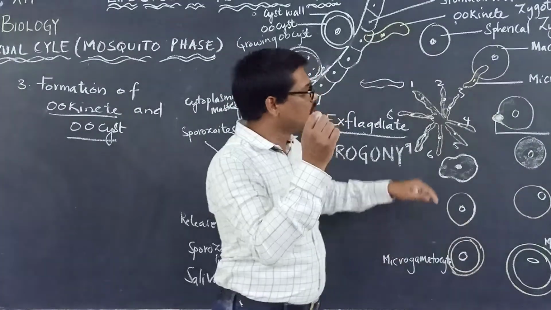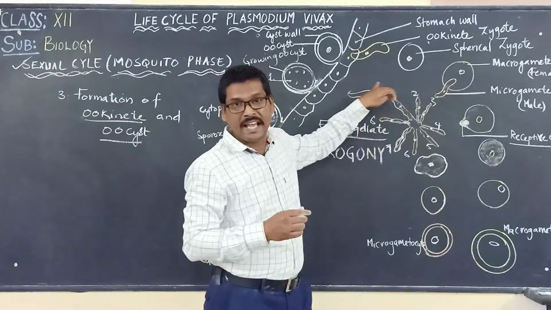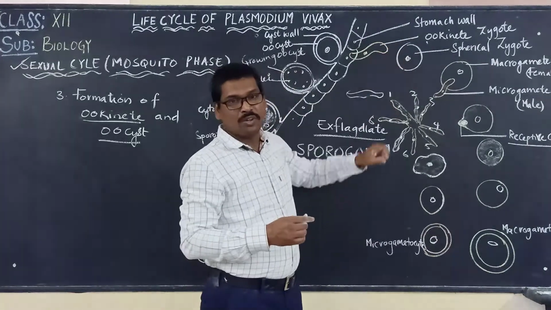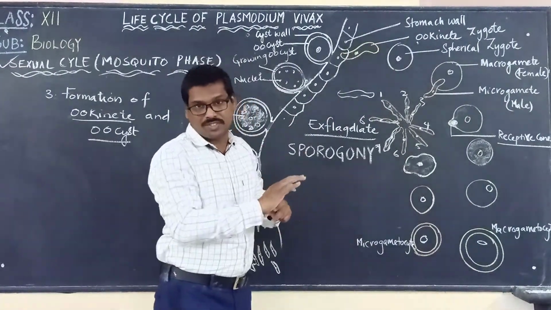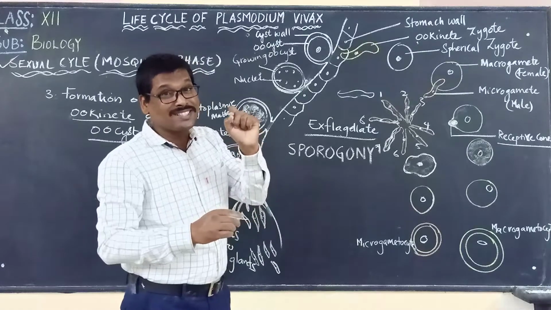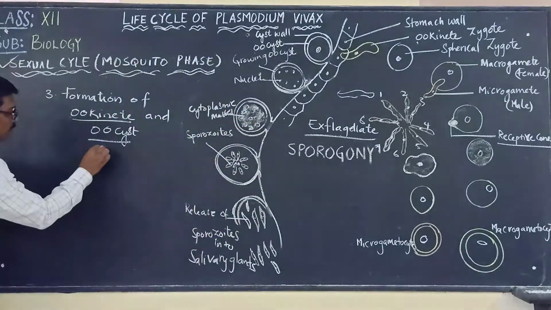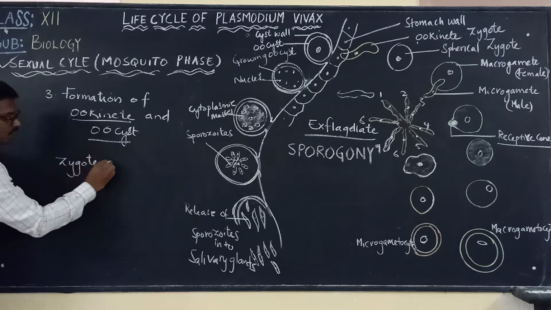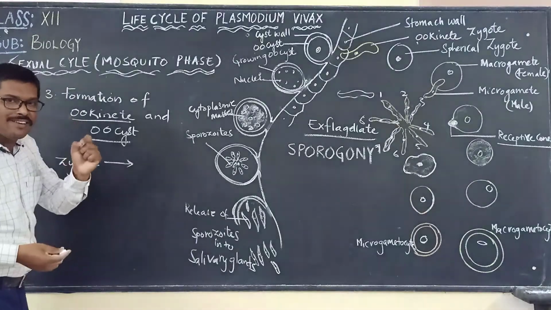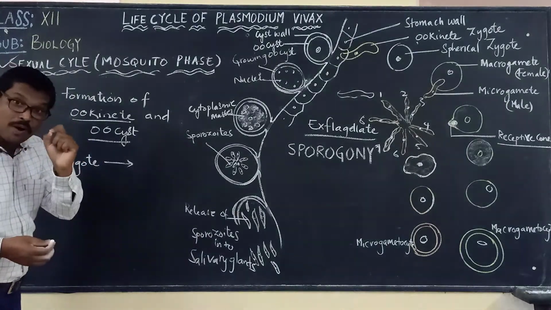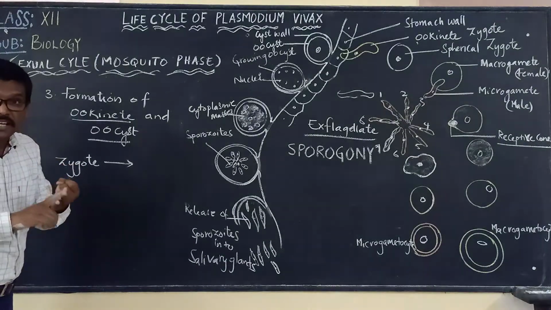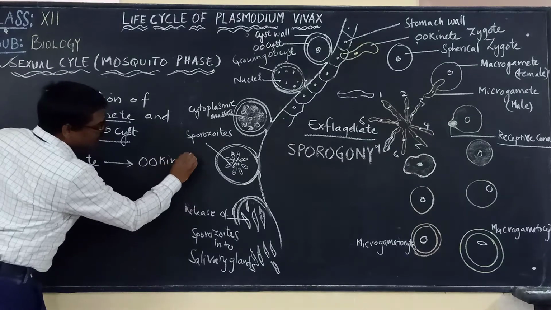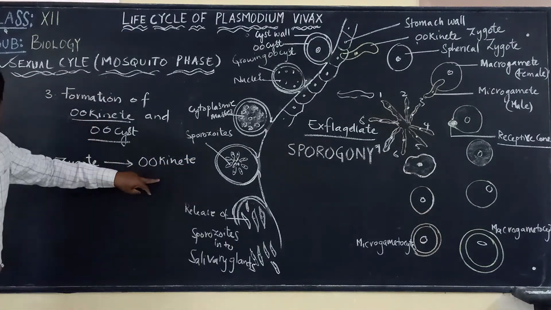The zygote is round in shape, formed by the fusion of the male gamete and the female gamete. Now this zygote slowly transforms into a slender, motile, vermiform structure called the ookinete.